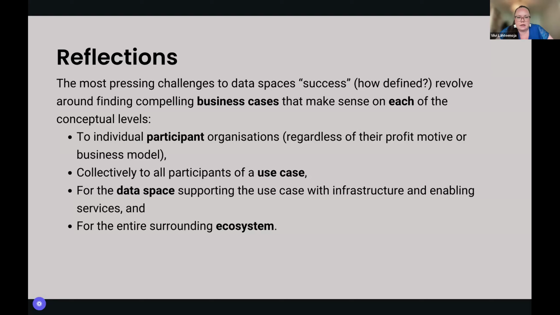It also needs to make collective sense to all of the participants of a use case. It needs to be a win-win situation for the collective that is putting together the use case. Then data spaces that support multiple use cases with their infrastructure and enabling services also need to have a business logic and a business case to support a use case. And then finally, the entire ecosystem needs to benefit somehow, or it just won't happen.